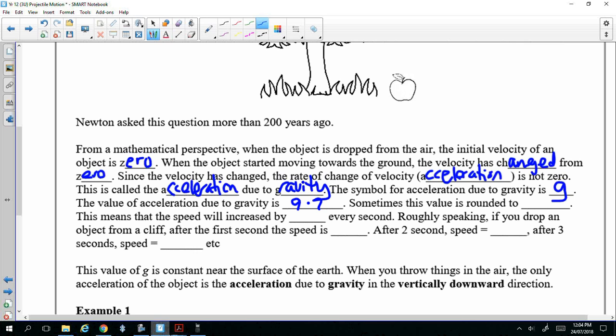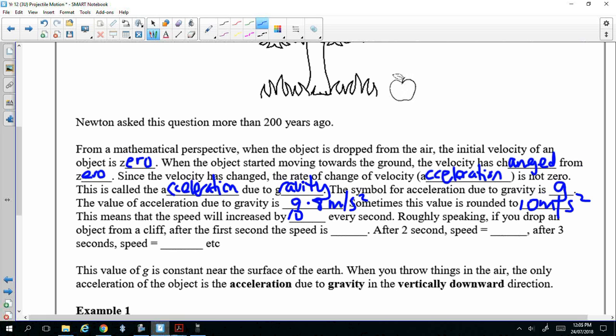Sometimes, because this value is so close to 10, to make the calculation a bit easier to do, we round it to 10 meters per second squared. What that means is that the speed will increase by 10 meters per second every second. That's what an acceleration equal to 10 means: every second your speed increases by 10 meters per second.